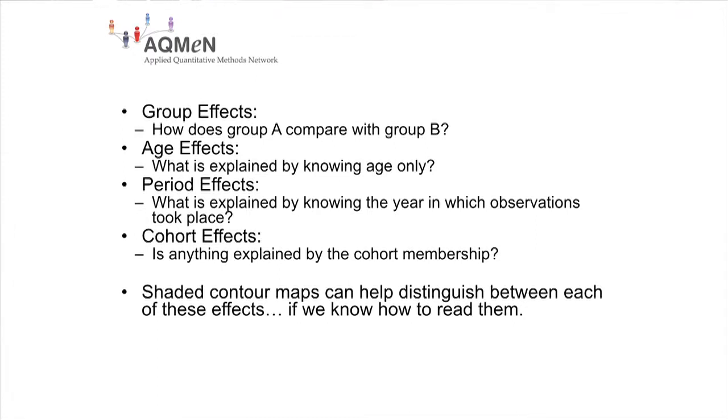You've got age effects, so what is explained by knowing people's age only. You've got period effects, what is understood by knowing the year in which records were observed, and there's cohort effects. So what is it that a particular group of people born in a particular year carry with them in terms of a conviction rate that's not explained by those other factors?